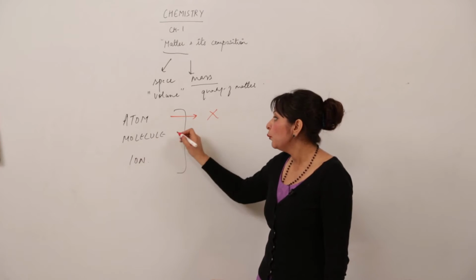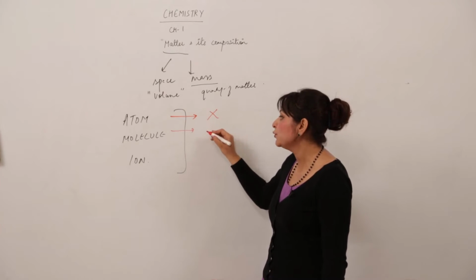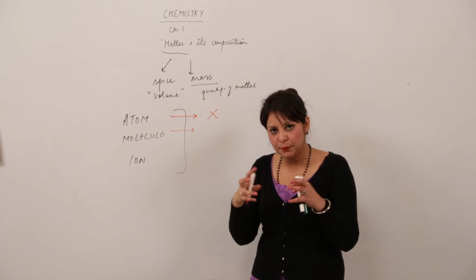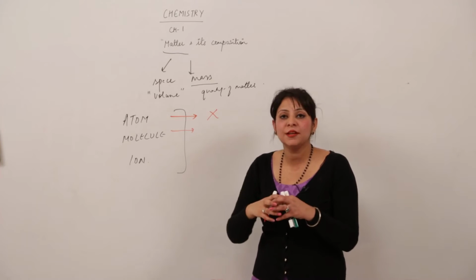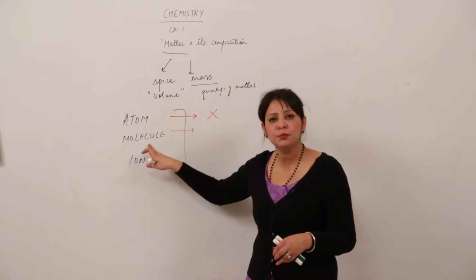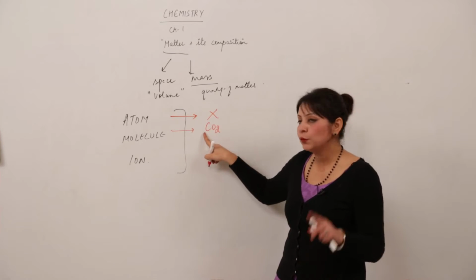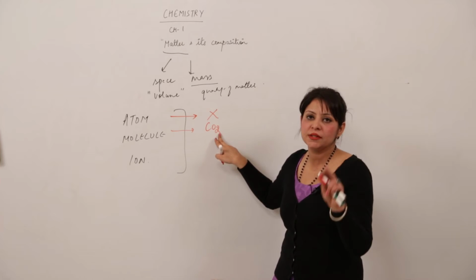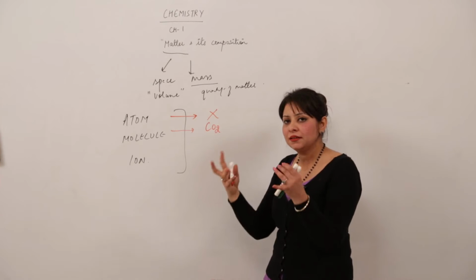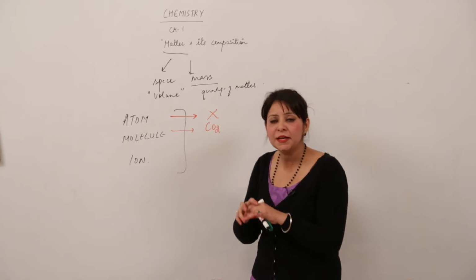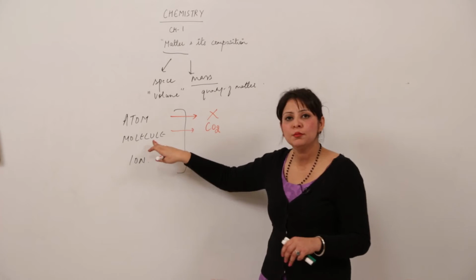And molecule is actually formed by the combination of atoms. When two or more atoms combine, they unite, they form a chemical bond and they form a molecule. For example, CO2. See, in CO2 there is one carbon atom and two oxygen atoms. So that means three atoms are combining, linked by chemical bonds, and they form a molecule.